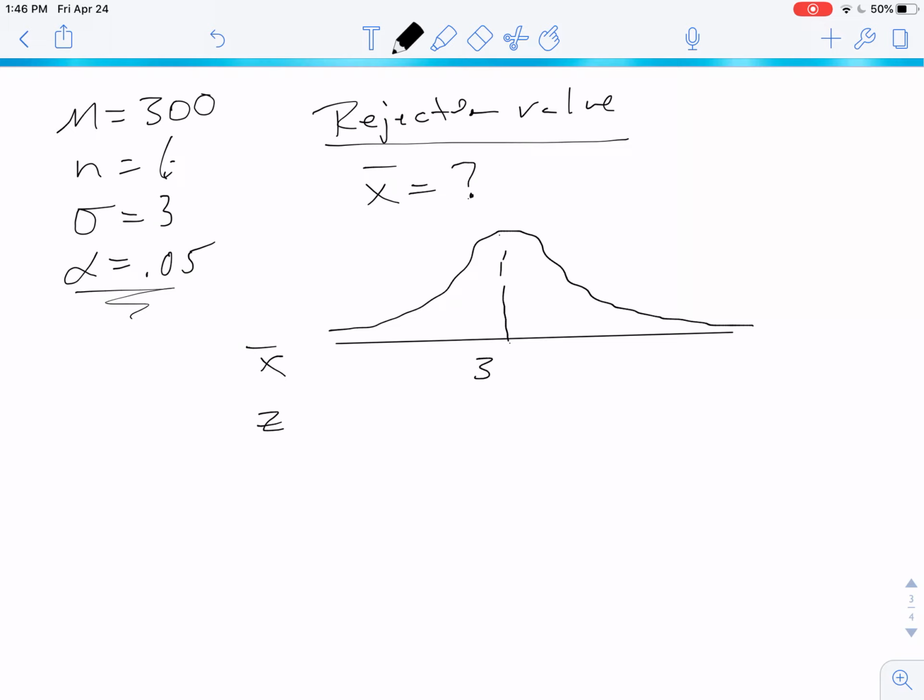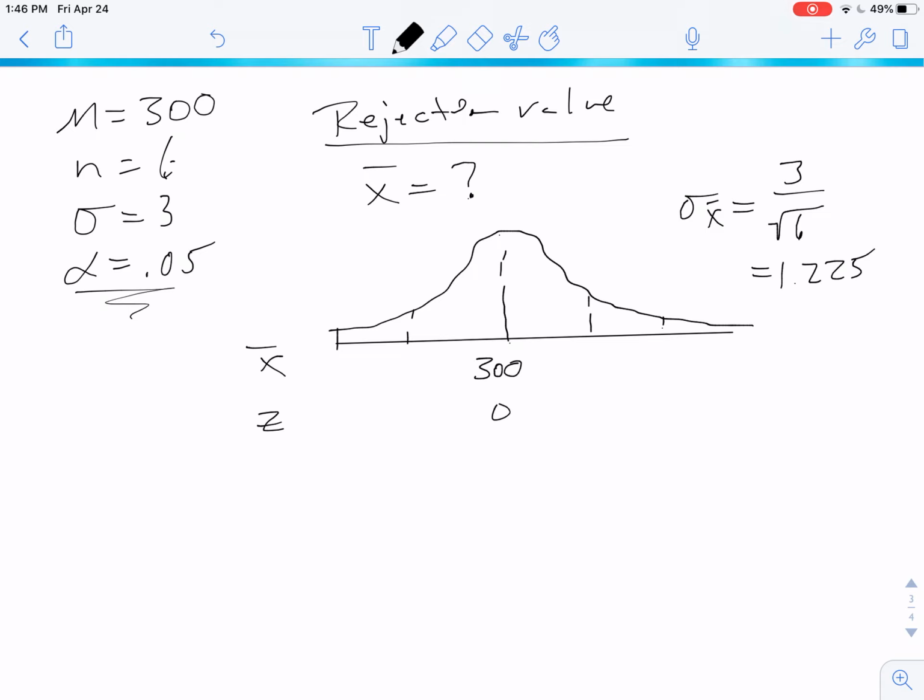I'm going to center that distribution at 300 with a z-score of 0. And what I'm going to count by on my axis is my standard error, so sigma sub x bar, which is the population standard deviation over the square root of n. So 3 over root 6, which is 1.225. Okay, so that's what I'm going to count by on my distribution.